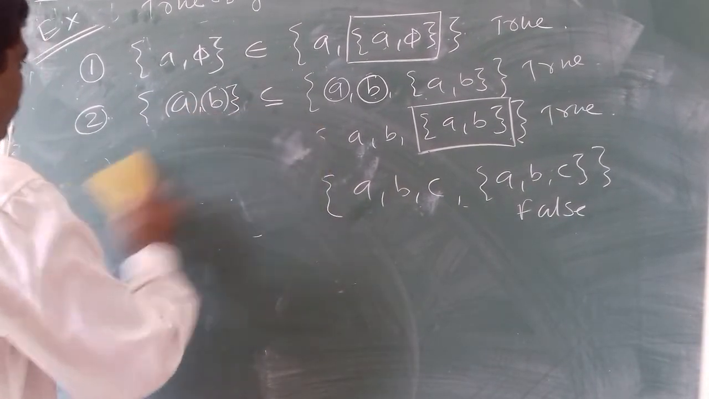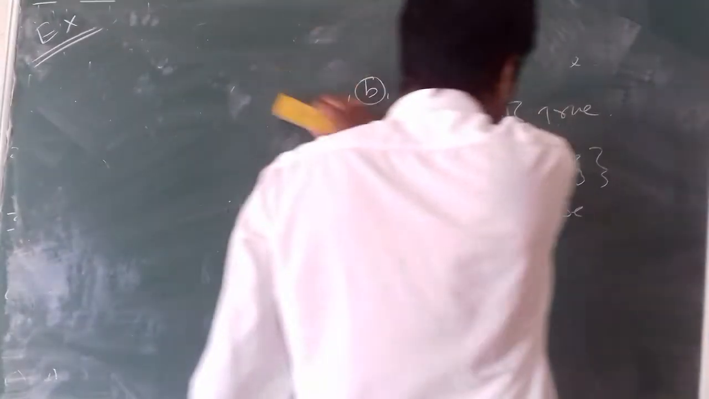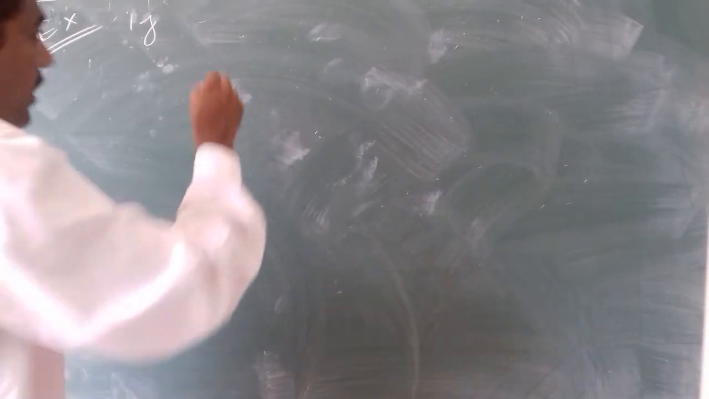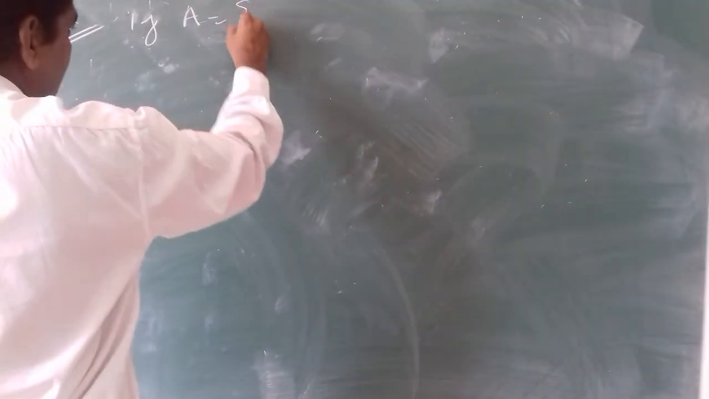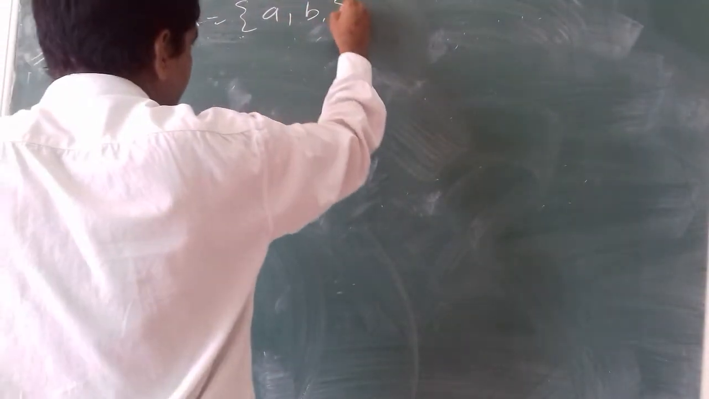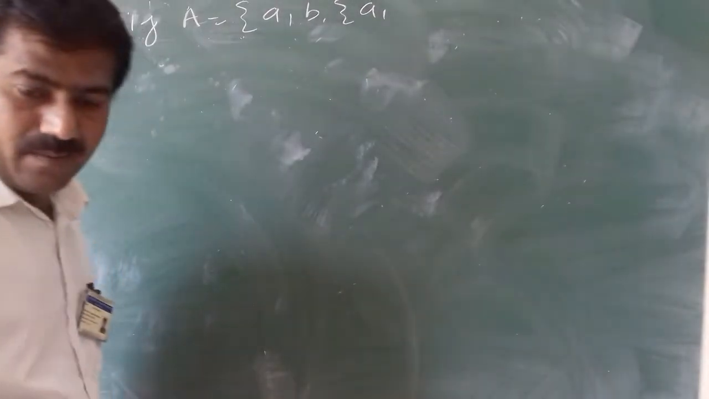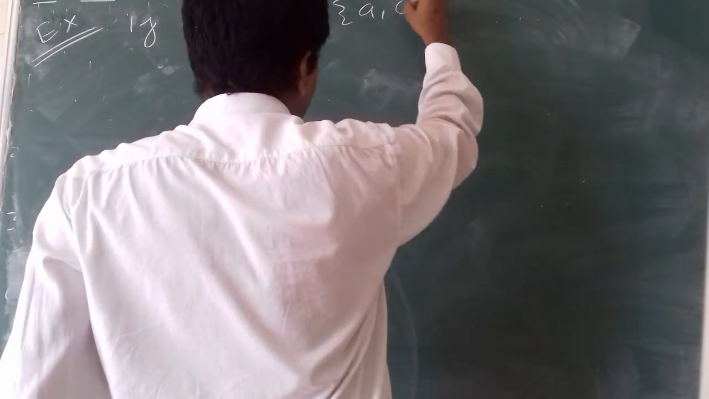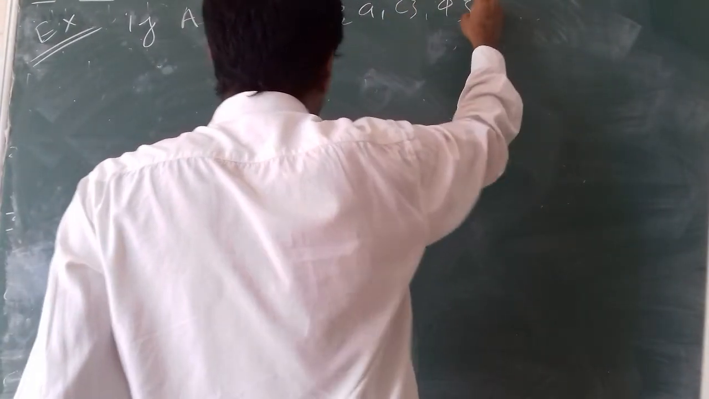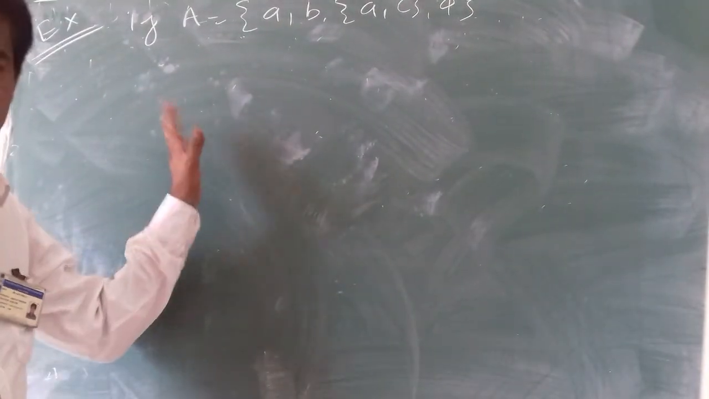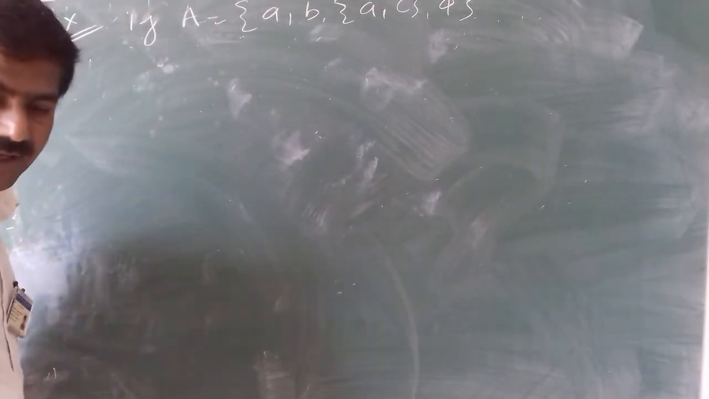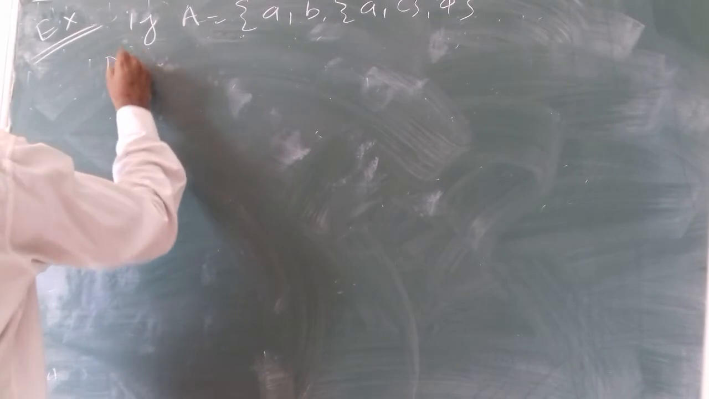This example. One more example. Next example, if A is a set with the four elements A, B, A comma C and phi. These are the four elements of this set capital A. Okay, and the question is to determine the following.